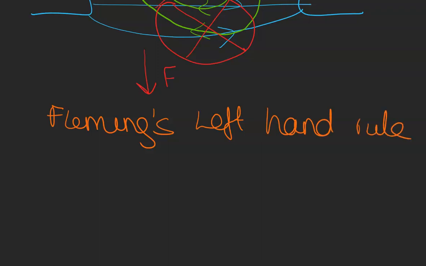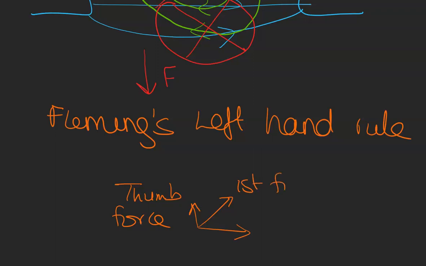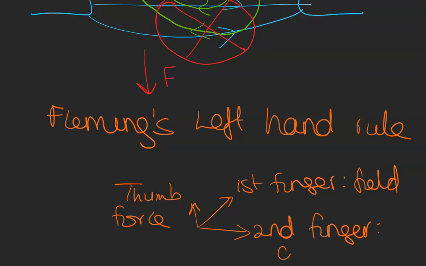The rule basically uses the first three fingers of your left hand. Your thumb represents the direction of the force. Your first finger represents your field. And of course, your second finger represents the current. Here you would have the three fingers being mutually perpendicular to each other.